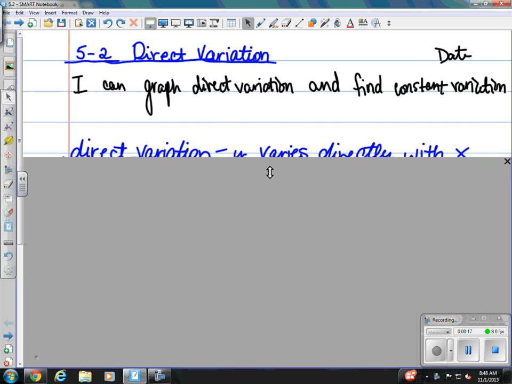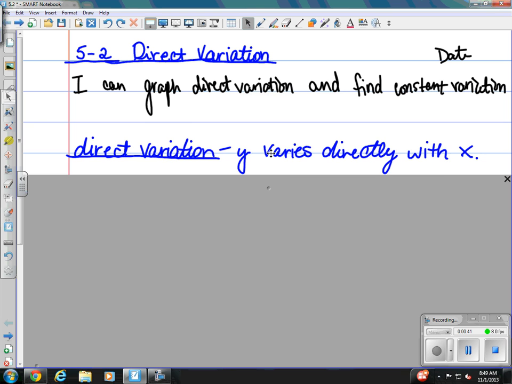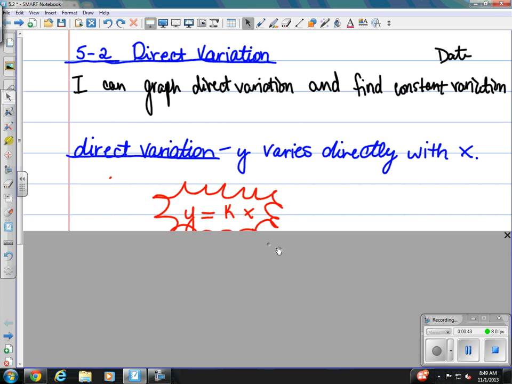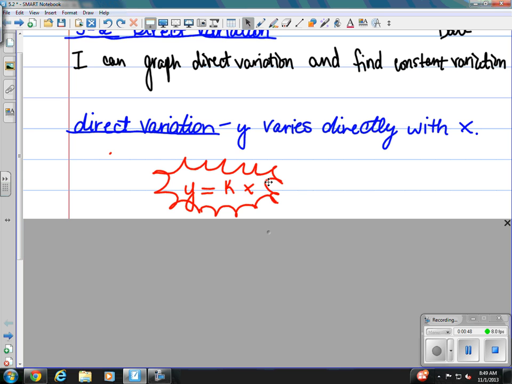Now, our very first vocabulary word is direct variation, and it just means that y varies directly with x. And that kind of comes back to our slope, in that as there are changes in y, there are also changes in x. So direct variation is a line involving our slope. And it looks like this for the equation: y equals kx.